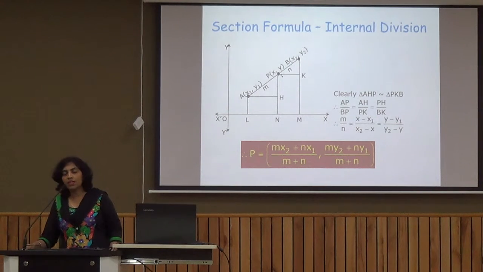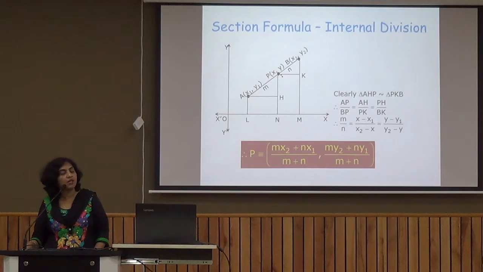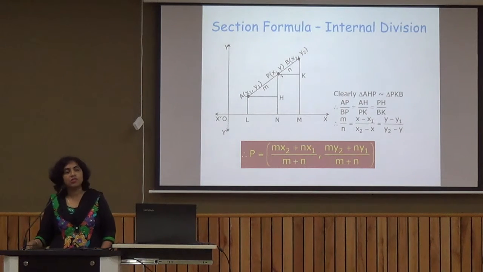We join various horizontal and vertical lines to see that triangles APH and PBK are similar. So as the triangles are similar, the ratios of corresponding lengths will be the same. So AP upon PB is equal to AH upon PK is equal to PH upon BK, and AP upon BP is m upon n. AH upon PK is (x minus x1) upon (x2 minus x), which is equal to (y minus y1) upon (y2 minus y).